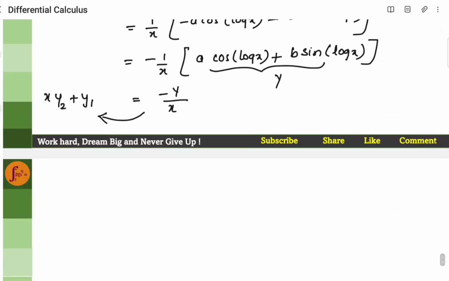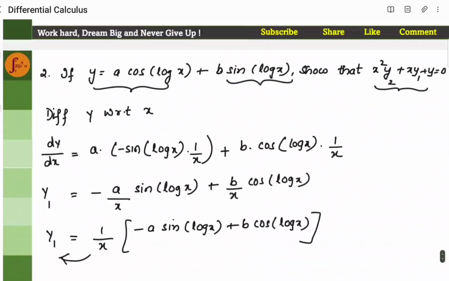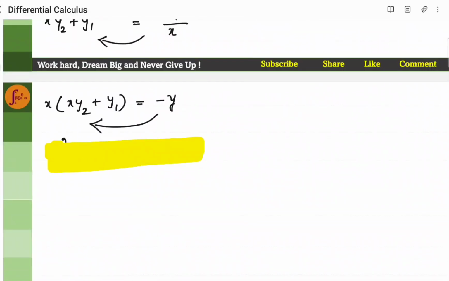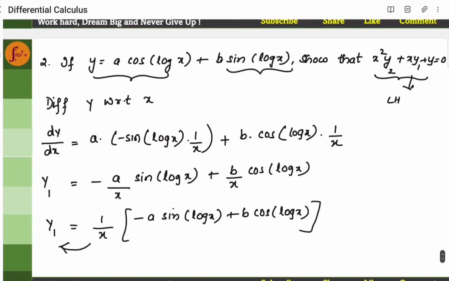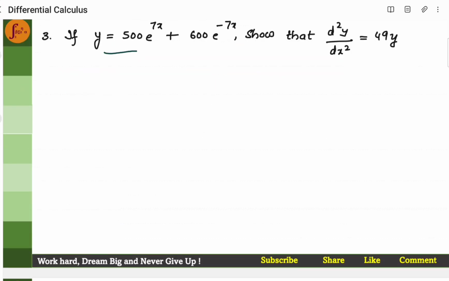Now we'll shift x this side. So we'll get, this is in division, this will become multiplication. So it will be x into x y2 plus y1 is equal to minus y. We'll bring everything to one side. So first let's simplify this. It will be x square y2 plus x y1 plus, when you shift, this minus is going to become plus y, is equal to 0. Did we prove this? Yes. So we've proven that this is equal to 0, which is equal to RHS, right? We'll consider this as LHS and this as RHS. So we got that this is equal to 0. So hence proved.